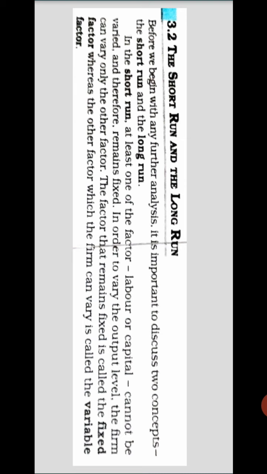Every isoquant curve you studied in the graph represents a different level of output. In each curve it is representing a different output. As the amount of labor and capital we are using changes, the output also goes on changing. Today we are going to study the short run and long run.